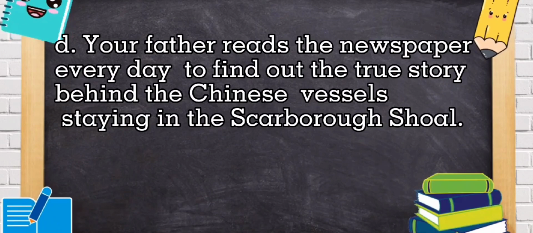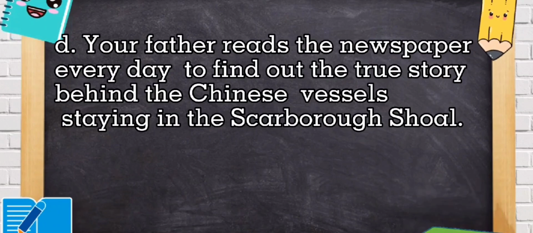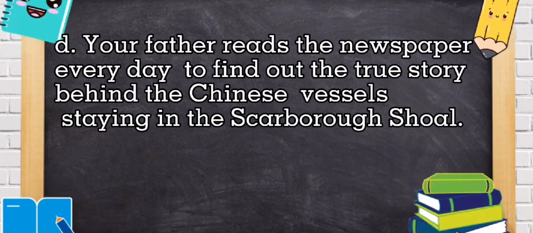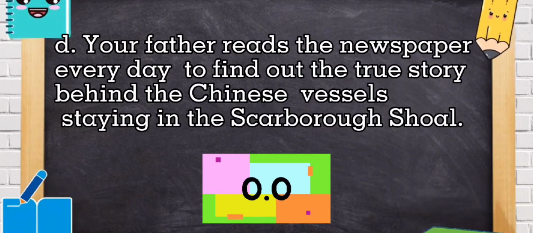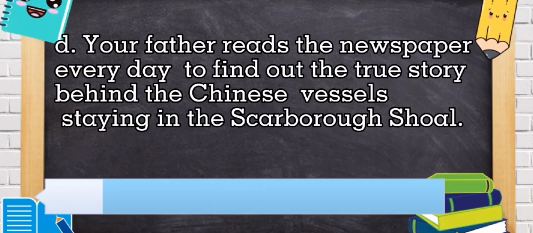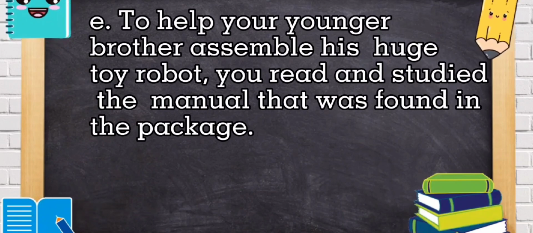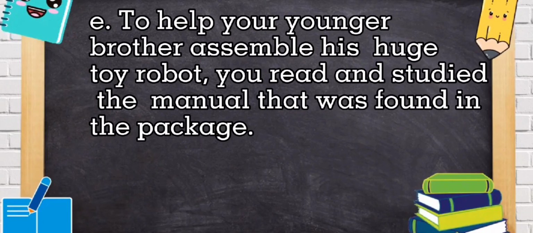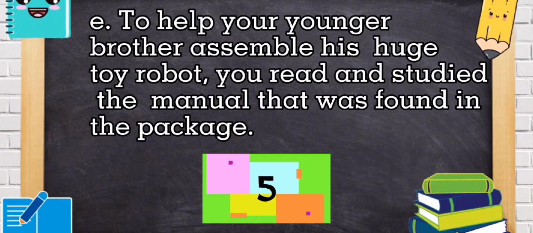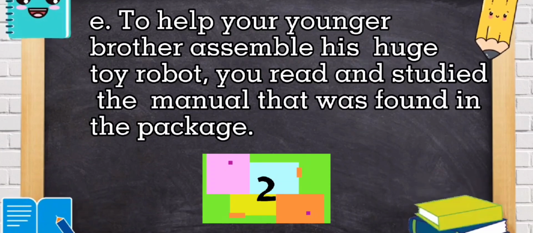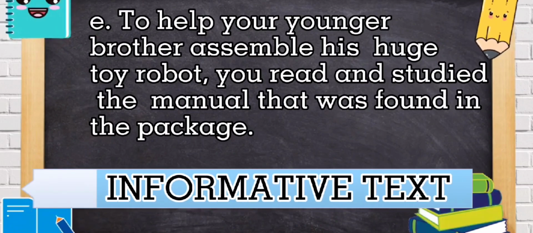D. Your father reads the newspaper every day to find out the true story behind the Chinese vessels staying in the Scarborough Shoal. The answer to this is expository text. E. To help your younger brother assemble his huge toy robot, you read and studied the manual that was found in the package. The text type found on a manual is informative.